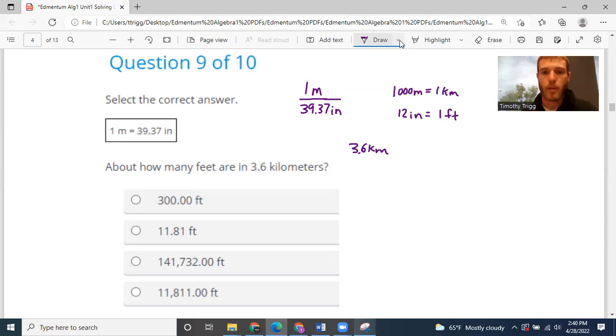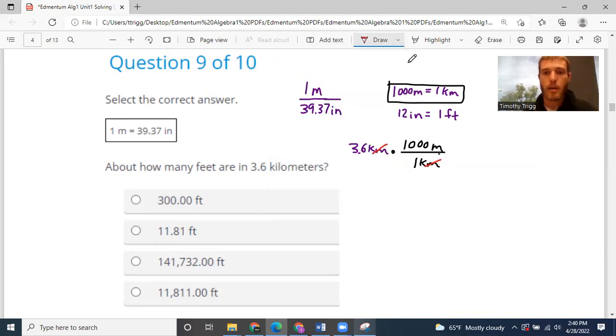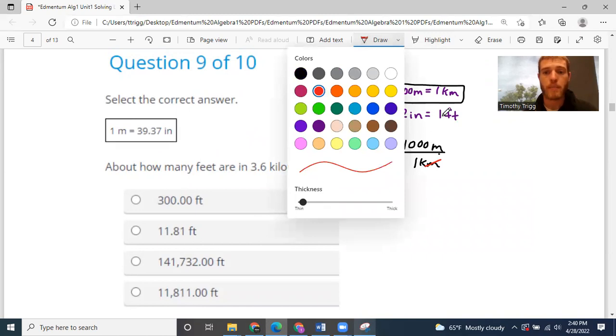So here we're going to multiply by some ratios. I want the kilometers to cancel. So I'm going to use this ratio right here to cancel out my kilometers. I'm going to put the 1,000 meters is 1 kilometer. This will allow my kilometers to cancel. Now I also want the meters to cancel because I want to be left in feet. That's what I want. I want feet.